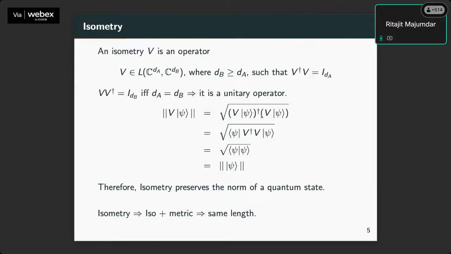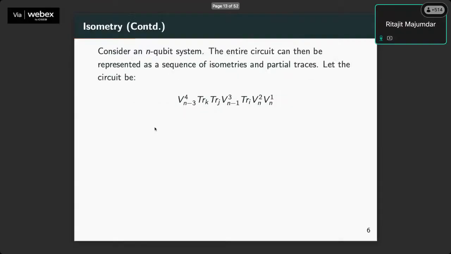So what it does here is, if you look into the norm of this and do some simple calculation, you will see that isometry also preserves the norm. Although it's not unitary, it still preserves the norm. And therefore the name isometry comes from iso plus metric, that it's the same length metrics. So once isometry is here, we can now add systems.